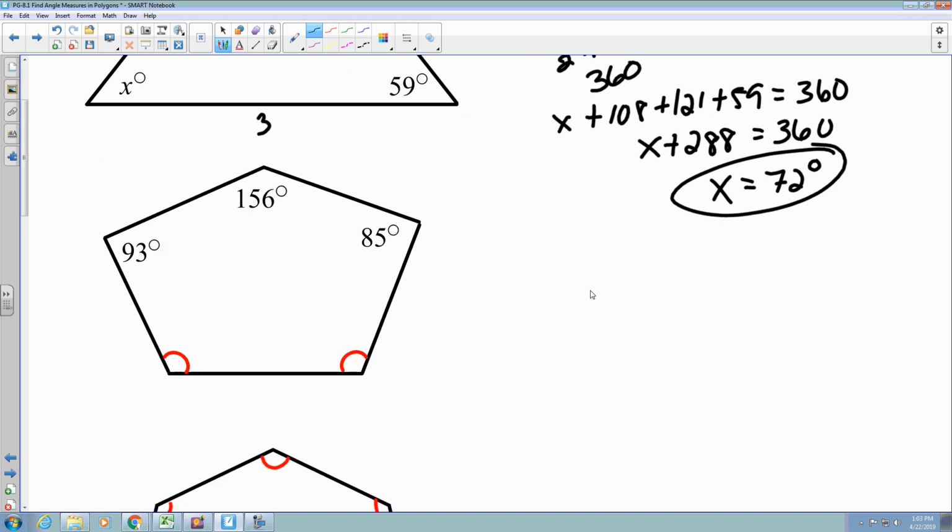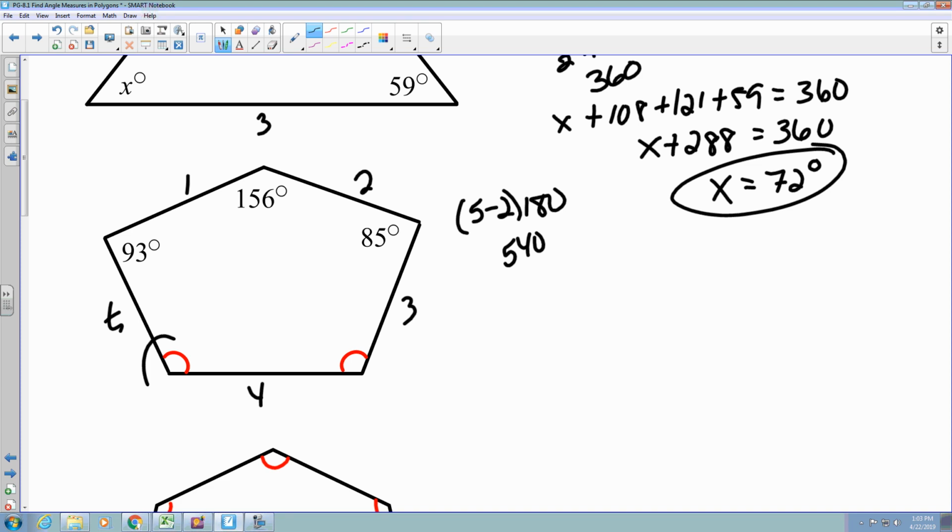All right. This one here, we have 1, 2, 3, 4, 5. So we have 5 sides. So now we got 5 minus 2 times 180. So 5 minus 2 is 3. 3 times 180 is 540. So I got 540 as my sum.